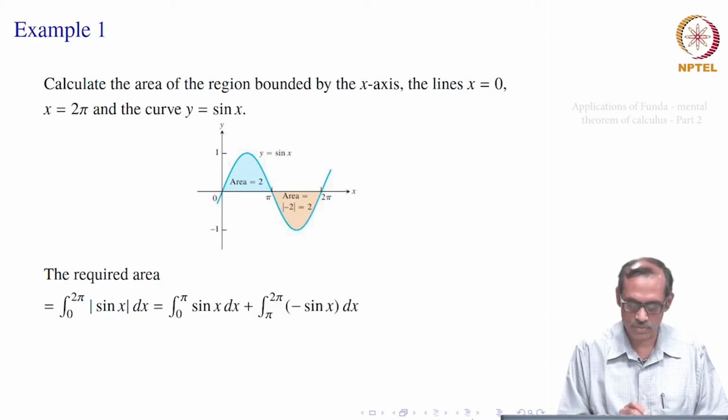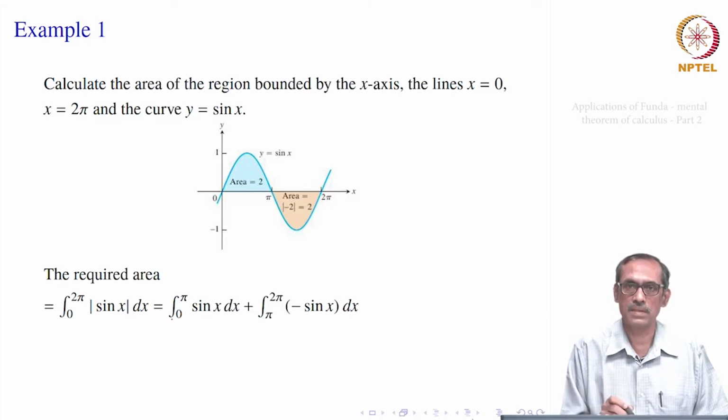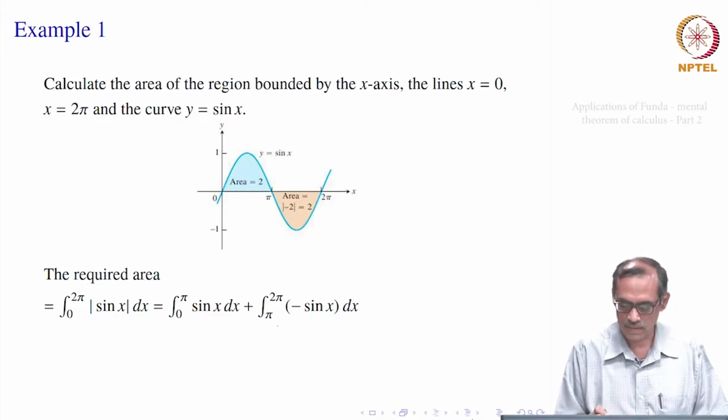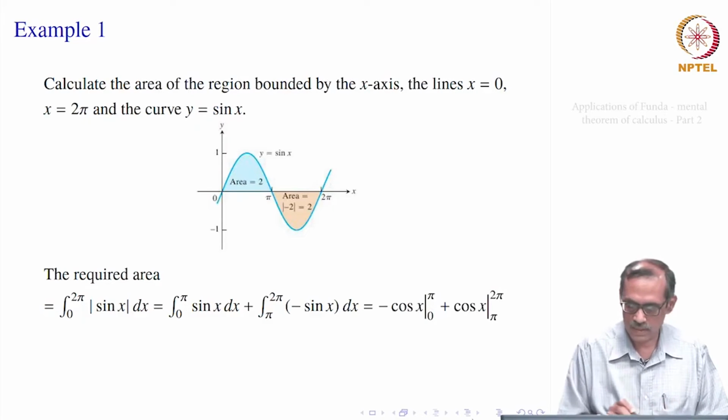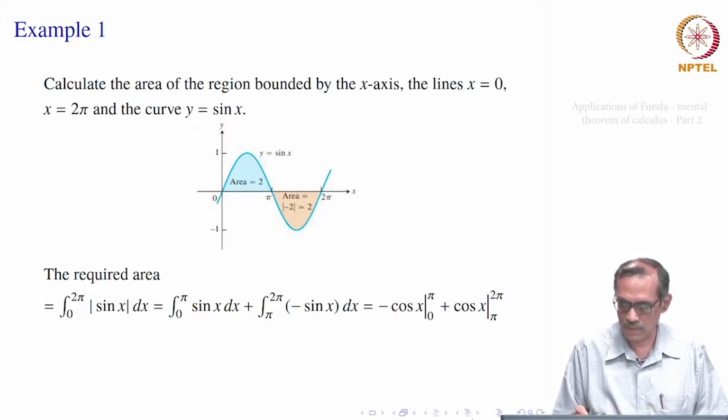So, we break that into two integrals. It is 0 to pi plus pi to 2 pi of mod sin x. Now, mod of sin x becomes sin x here in 0 to pi, and that is minus sin x from pi to 2 pi. So, we get these two integrals and their sum is the required area. Now, we integrate them. So, using our fundamental theorem, we know that if minus cos x is your function, then its derivative is equal to sin x.